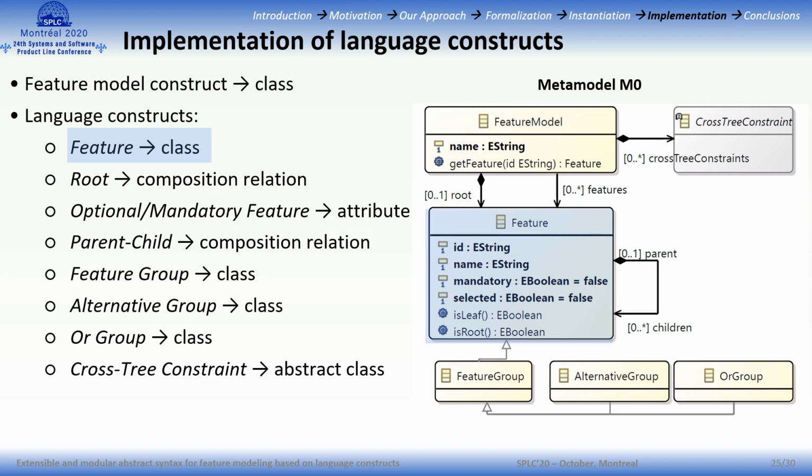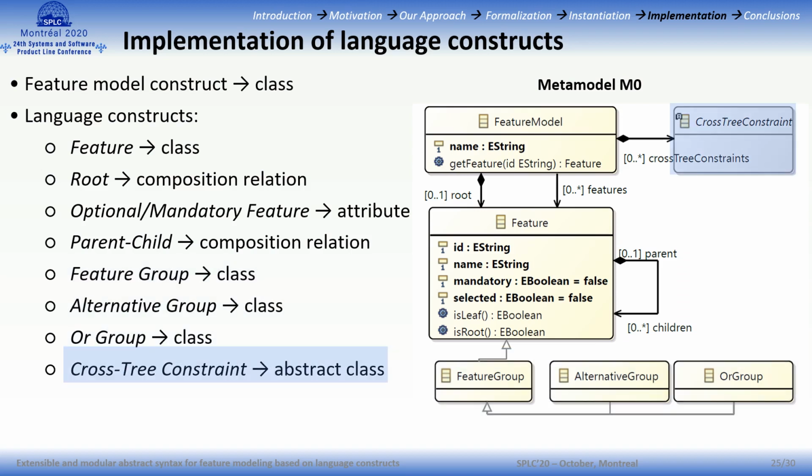This is an implementation decision of its abstract syntax, but that is independent from the semantic meaning of the language construct. For example, the feature construct is implemented as a class. The root feature is a composition relation. The optional or mandatory feature is a Boolean attribute. The parent-child relationship between features is a composition relationship between two features. The groups, alternative or or-group, are implemented as classes.